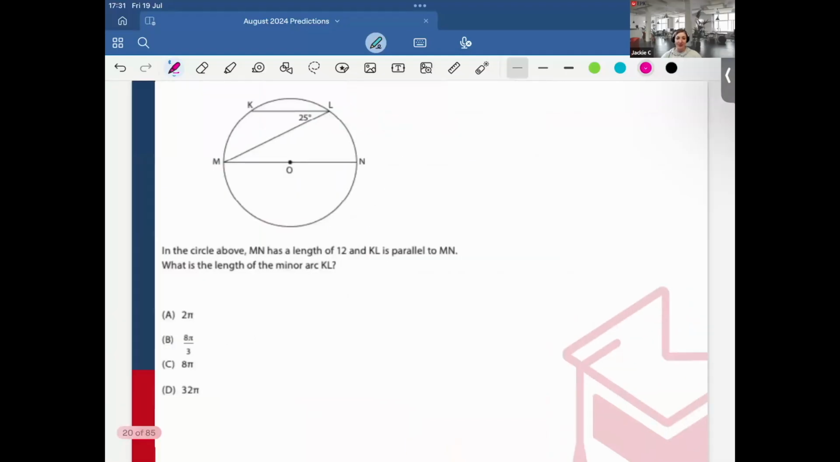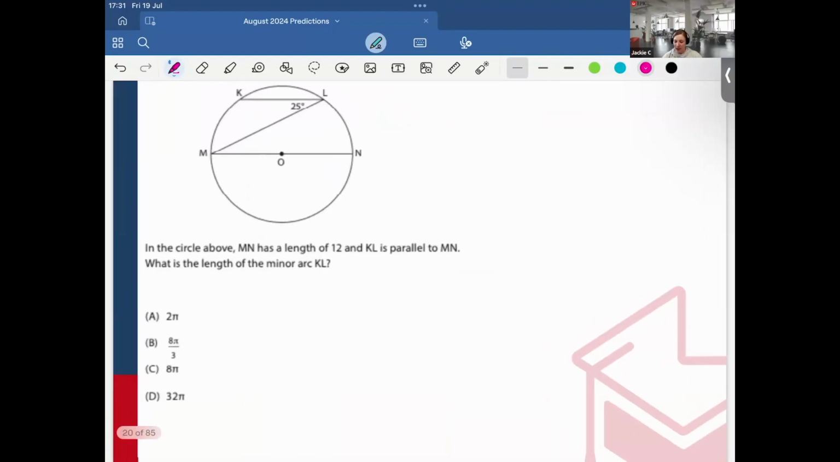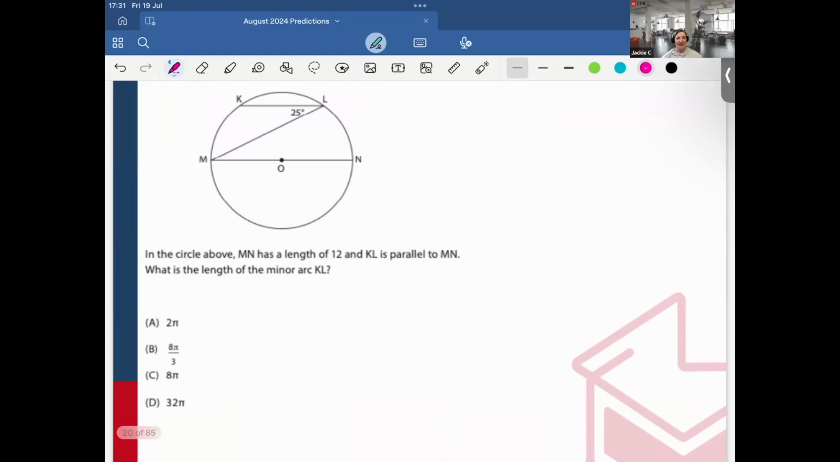Okay, so this one, you must know the inscribed angle theorem very well to do. This is really a tough one, a great final question for the SAT exam. Okay, so let us begin. It says in the circle above, MN has a length of 12, and KL is parallel to MN. So I know these two lines are parallel to each other. What is the length of minor arc KL?